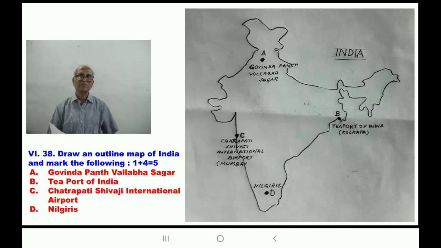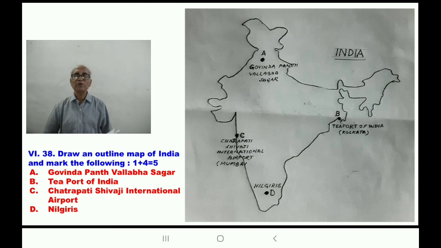It's enough. Then C, Chhatrapati Shivaji International Airport. You should know where the airport is. It's Mumbai. You have to mark Mumbai, Chhatrapati Shivaji International Airport. Then last one, fourth one asked is Nilgiris. When he says Nilgiris, he means it is the Nilgiri range of hills. It comes somewhere down in Tamil Nadu. It is marked there, you see, Nilgiri hills. So draw the map, mark the places, learn them all well.